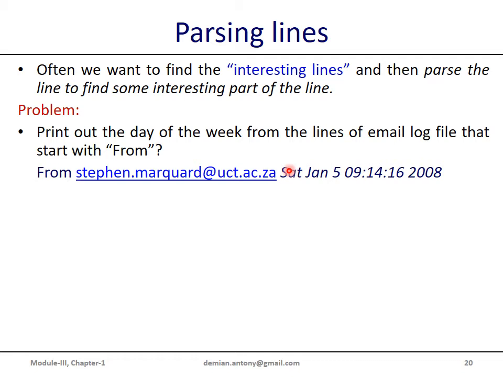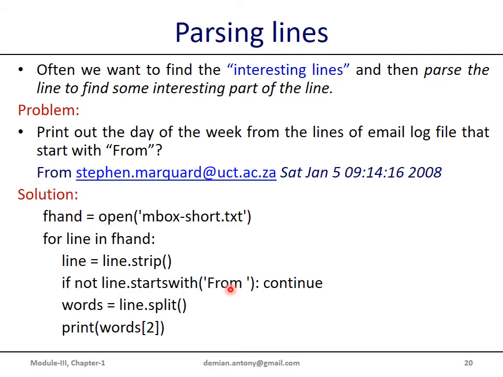Let us look at the solution in Python. We open a file in read mode. This text file contains the email sent information along with other information also. So we have a file handle and read the file line by line. Remove the blank spaces from both ends, left side as well as right side. And if the line after removing spaces doesn't start with "From", you don't have to consider that line, because you are not interested in those lines. So you don't do this processing.